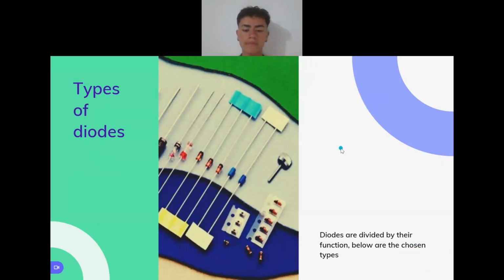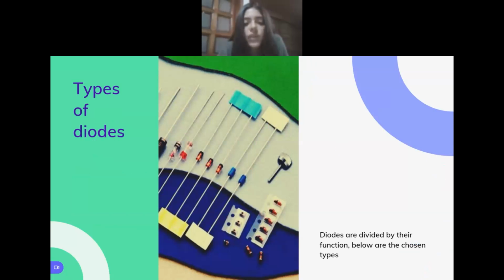There are different types of diodes that are classified by their potential barrier or material. The two types that we selected are the tunnel diode and the Schottky diode.